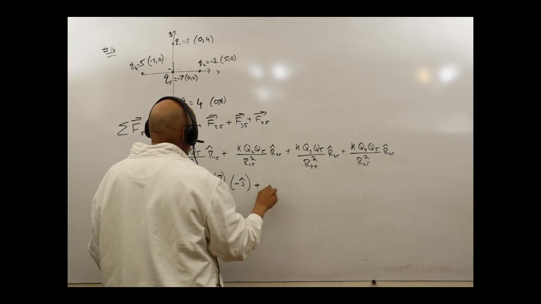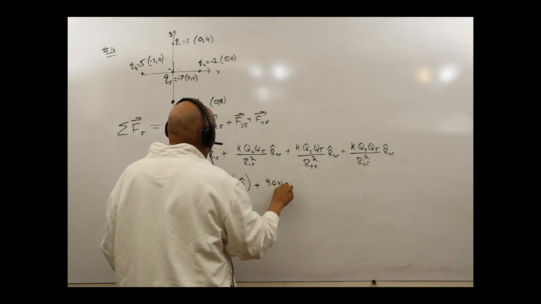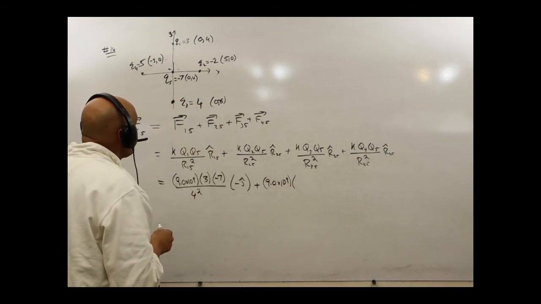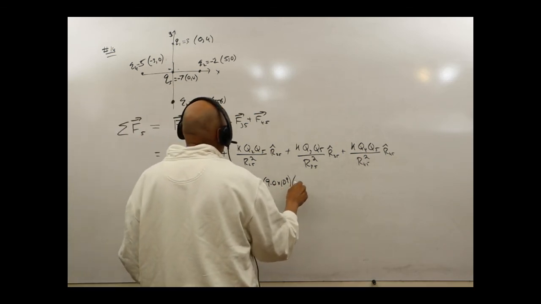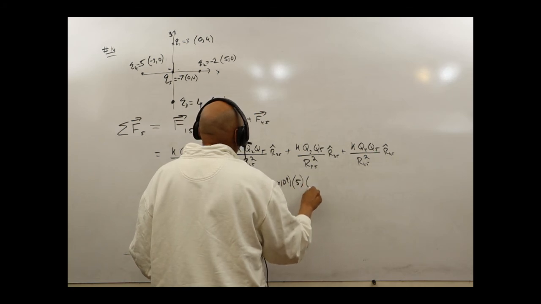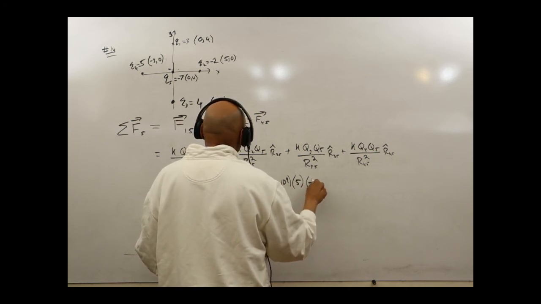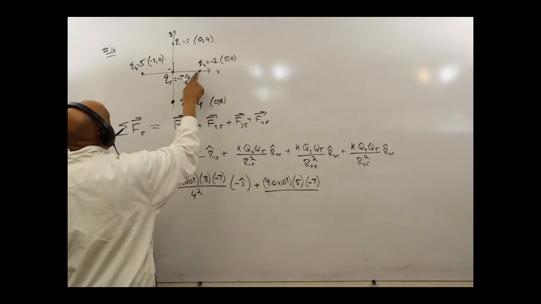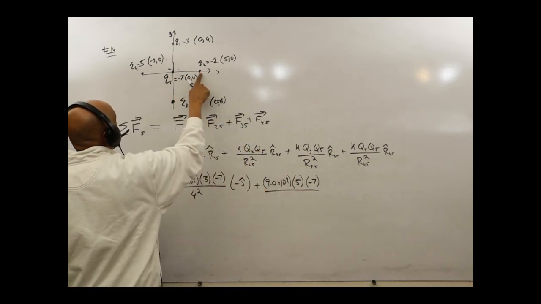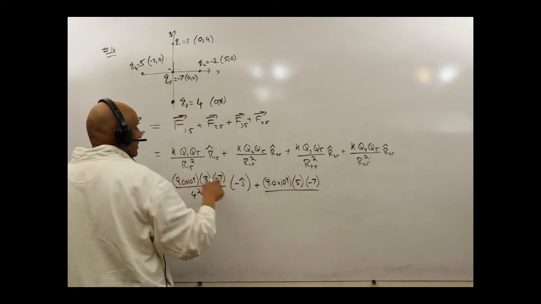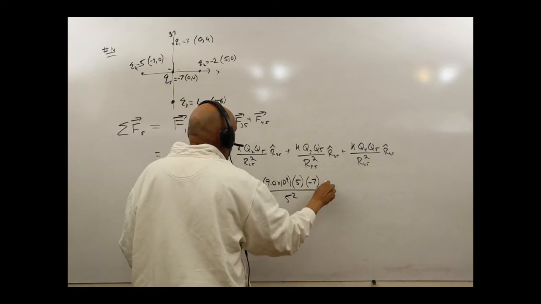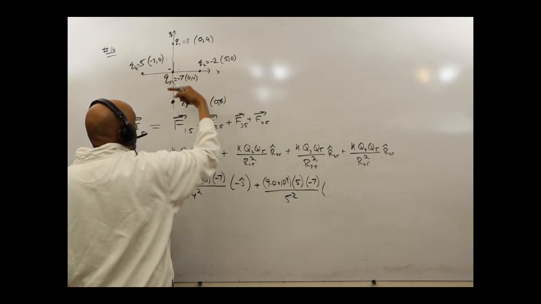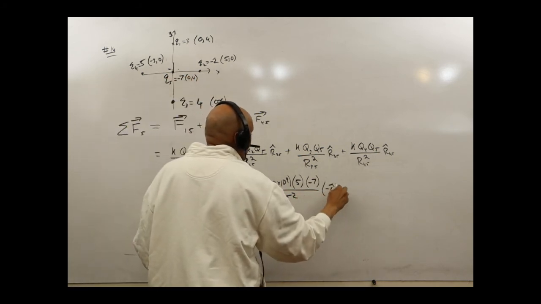The next term is 9.0 times 10 to the 9 standard units, to 2 significant digits. Q2 is 5, and Q5 is -7 again. What's the distance between Q2 and Q5? It happens to be 5 units along the axis, so it's 5 squared. And the directional vector of 2 pointing toward 5 is -i. It's pointing this way.